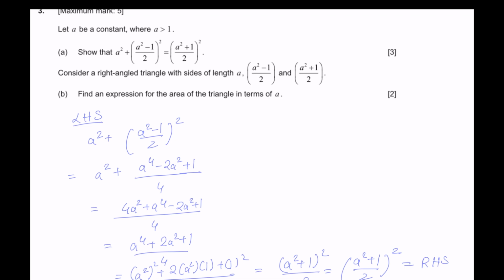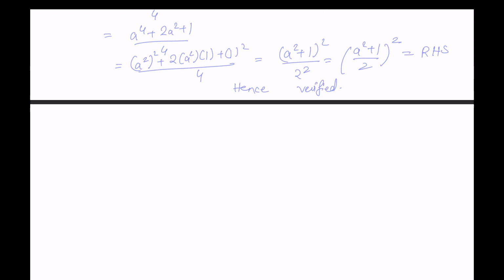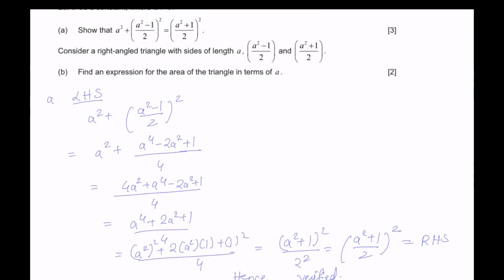Now for part B, we have a right angle triangle with the sides a square minus 1 by 2 and a square plus 1 by 2, right? Now we can apply the Pythagoras theorem. The Pythagoras theorem says that a square plus b square equals c square.